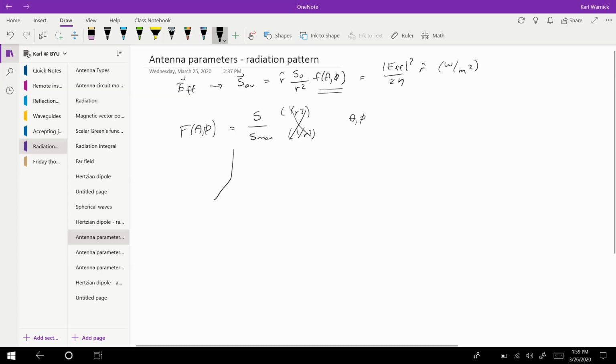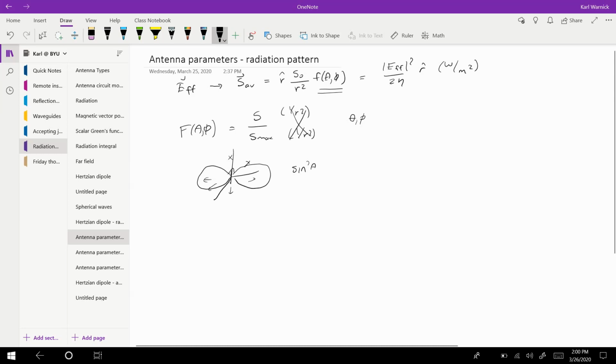Now, really, the pattern is kind of a three-dimensional thing. For the Hertzian dipole antenna, the pattern actually sort of comes out radially. And the pattern is sine squared theta. So no energy goes up, and all the energy sort of goes out to the sides of the antenna. That's one particular radiation pattern.